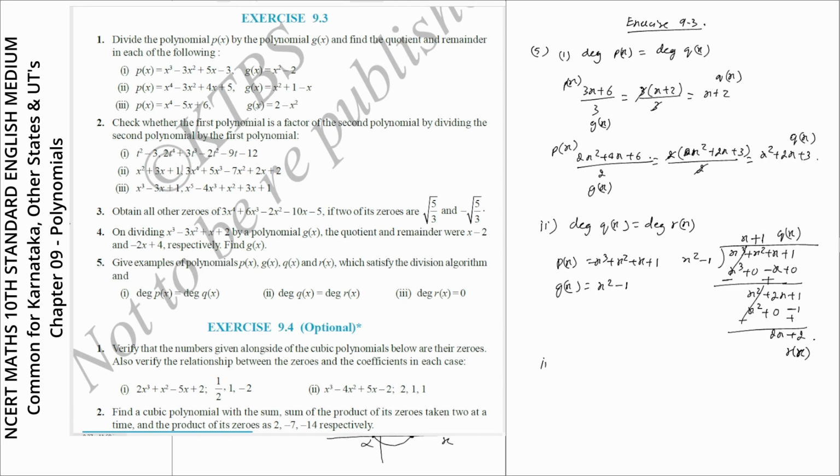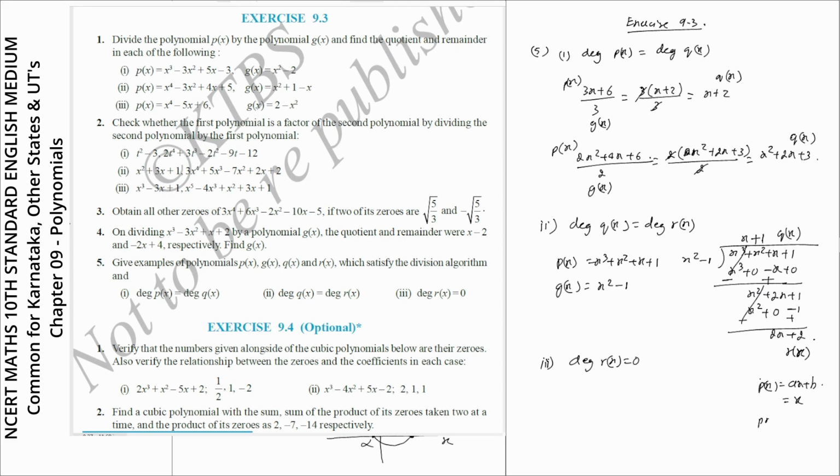Now, third sub question. Here, the degree of the remainder should be equal to 0. Now, what is a linear polynomial? A linear polynomial is given by p of x is equal to ax plus b. Suppose if a is 1 and b is 0, then we get p of x is equal to x only.